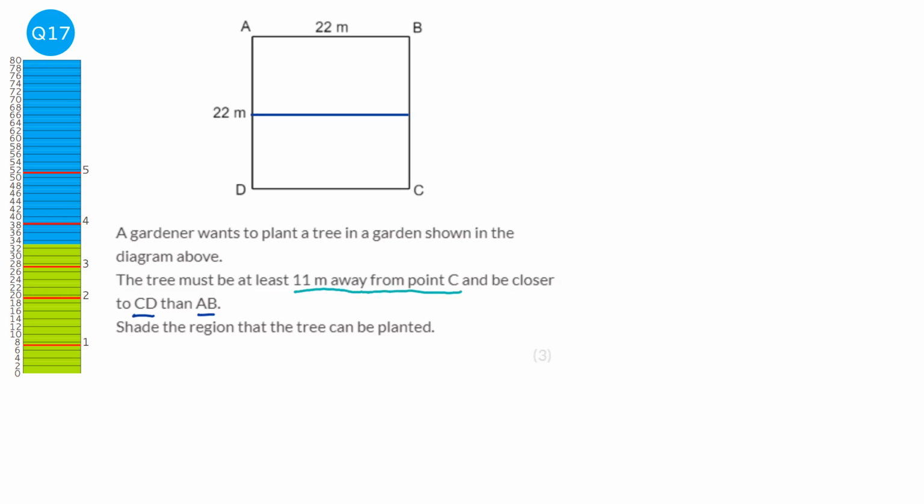So we get our compass out and measure 11 centimeters, or whatever the scale we're using in this diagram is. And we draw a quarter circle from C. And it says shade the region that it can be planted. So this is the region that represents closer to line CD than AB, but also not within 11 meters of point C.